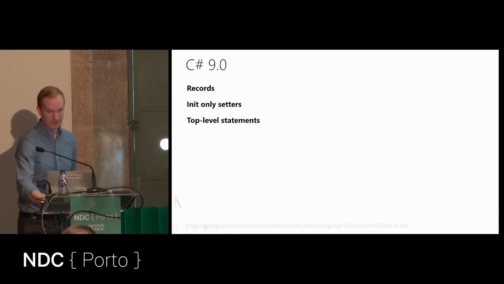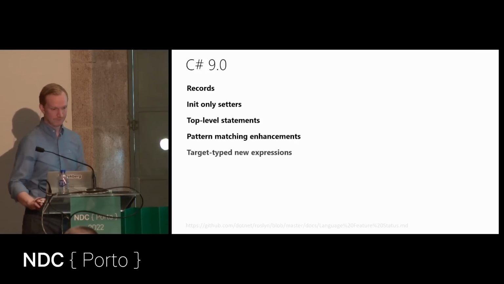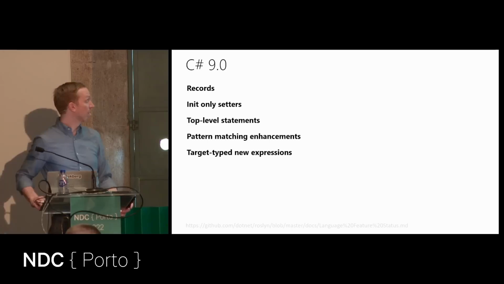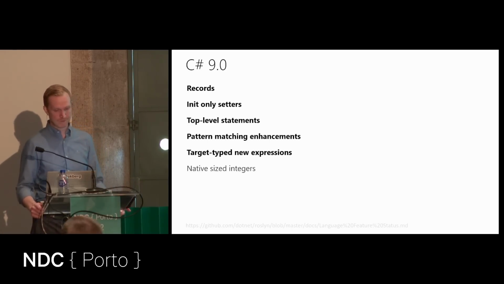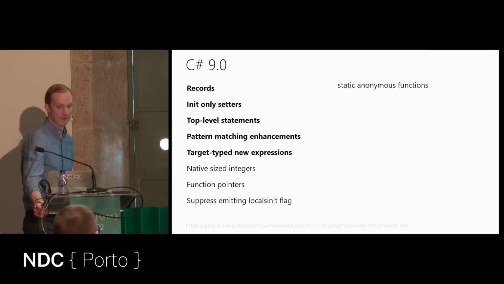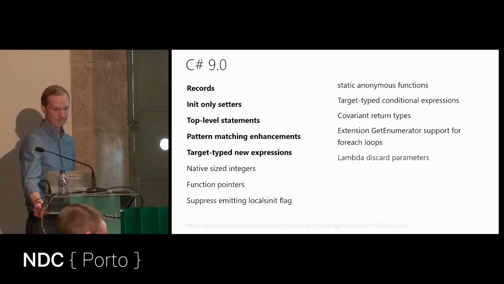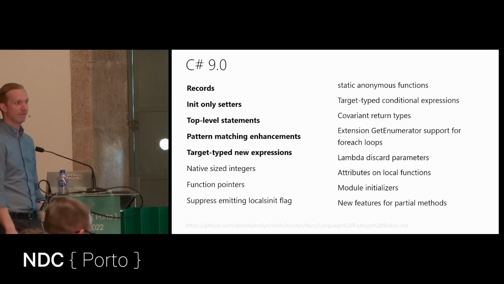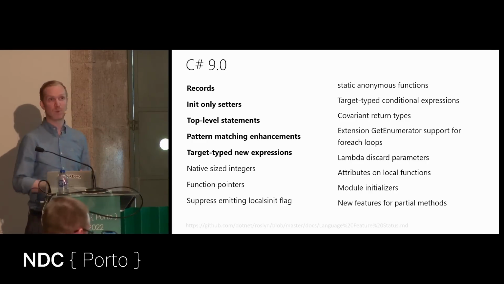C# 9 also came with a lot of changes to pattern matching as well, which we're going to spend a bit of time talking about in just a moment. And then there's a bunch of other things as well. It's kind of a lot of features to add to a programming language, just in one iteration of it.